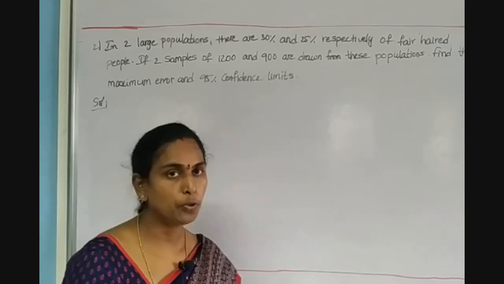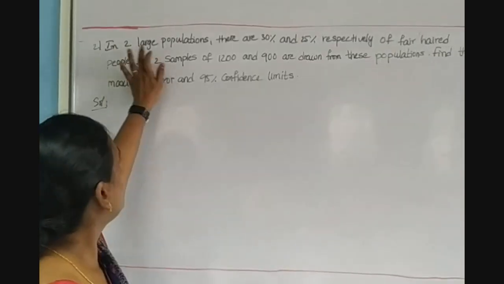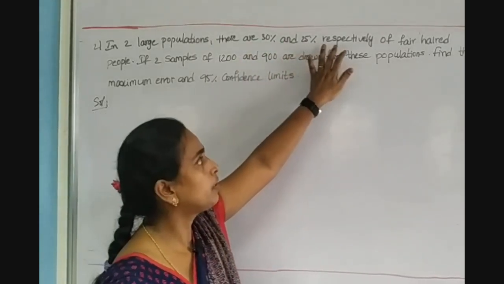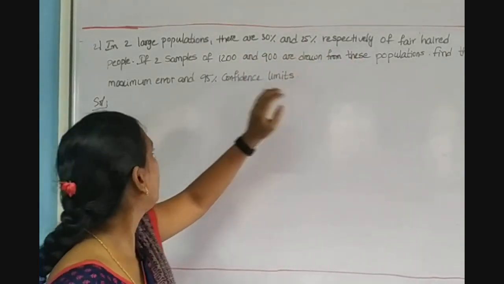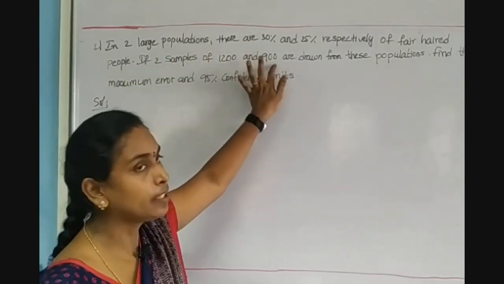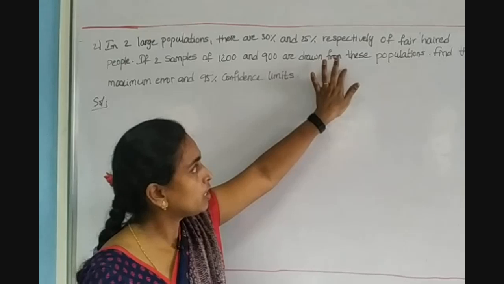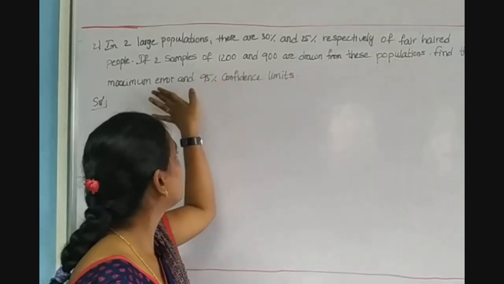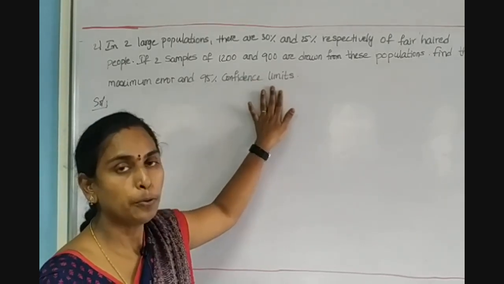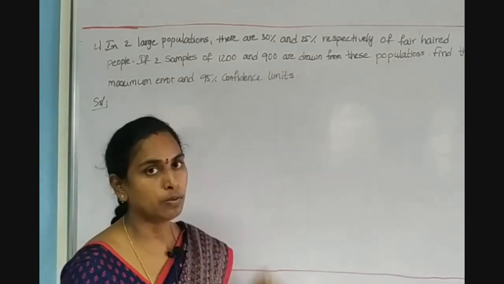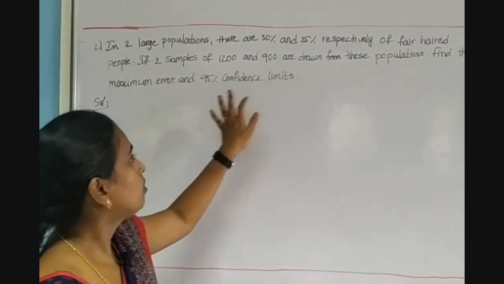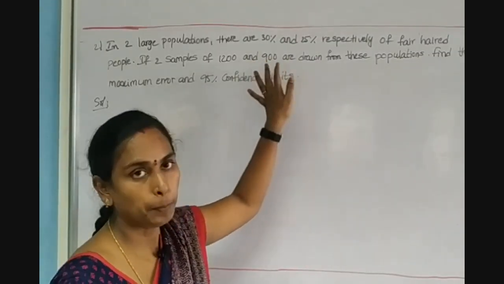Let us see one more problem. In two large populations, there are 30% and 25% respectively of fair-haired people. If two samples of 1200 and 900 are drawn from these populations, find the maximum error and 95% confidence limits for two proportions. Here they have given the proportions of fair-haired people.